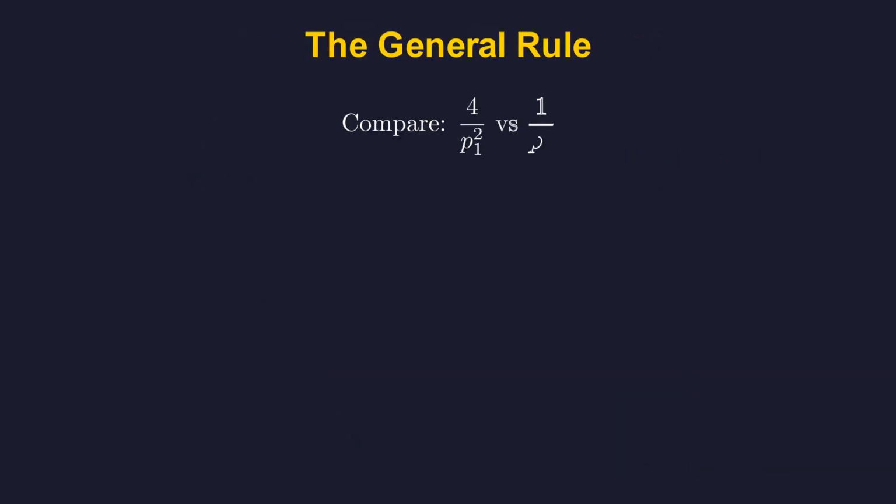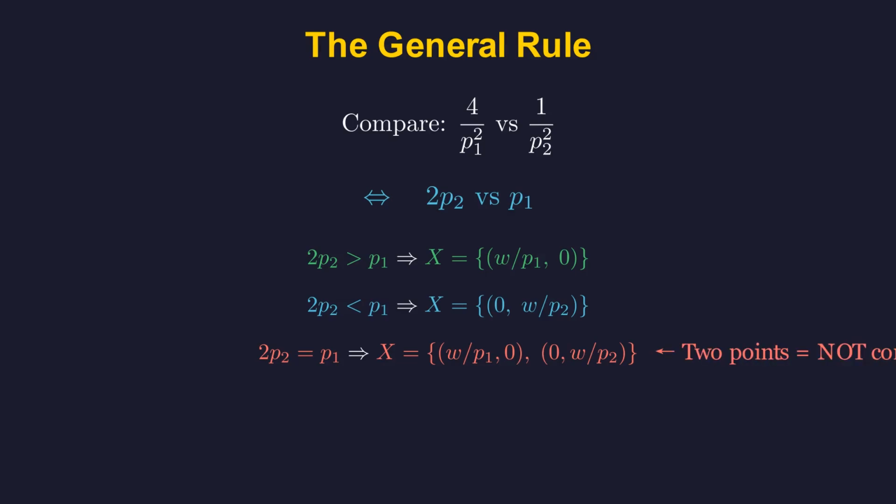Here is the general rule. Compare 4 over P1 squared with 1 over P2 squared. This simplifies to comparing 2P2 with P1. If 2P2 is greater, she buys only good 1. Convex. If 2P2 is less, she buys only good 2. Convex. If they are equal, both corners are optimal. Two separate points means the set is not convex.